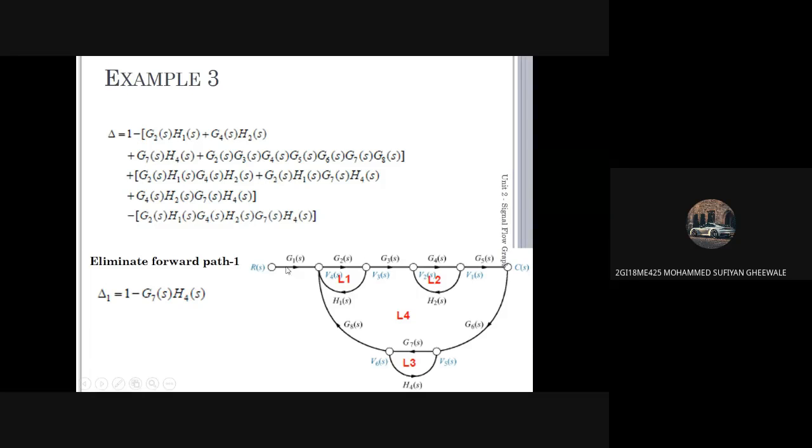Okay, what is the P1? The forward path is G1, G2, G3, G4, and G5. This is the forward path into delta 1. This is divided by this value.